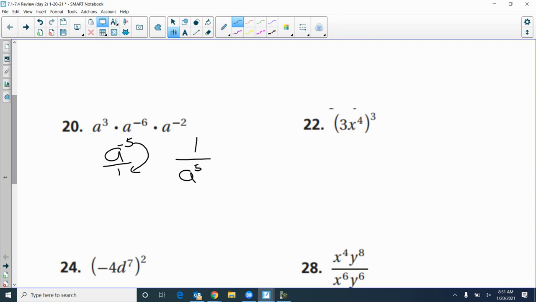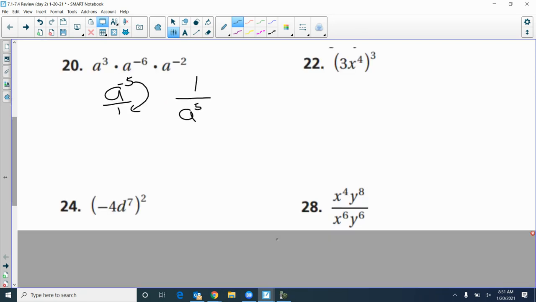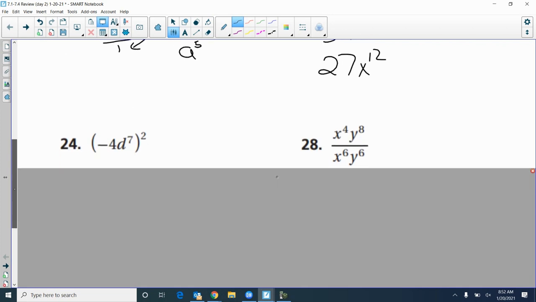All right, let's look up here. Hey, quiet down. All right, 22. Okay, remember, these are power to power. So this cube goes to the 3 and to the x to the 4th. So I have 3 cubed x to the 12th. I have to multiply. So 3 to the first power, 1 times 3 is 3. 4 times 3 is 12. But then if I have a number here, a base with a number, I'm going to do this math. So 3 cubed is 27 x to the 12th. If you leave it as 3 cubed, it's wrong.